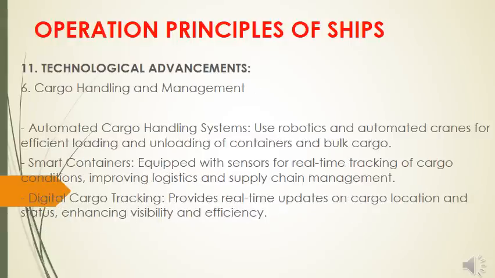There could also be technological advancements in cargo handling and management, such as the automated cargo handling systems, the use of robotics and automated cranes for efficient loading and unloading of containers and bulk cargo. We have smart containers equipped with sensors for real-time tracking of cargo conditions, improving logistics and supply chain management. We also have the digital cargo tracking that provides real-time updates on cargo location and status, enhancing visibility and efficiency.